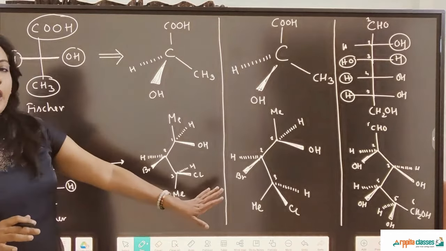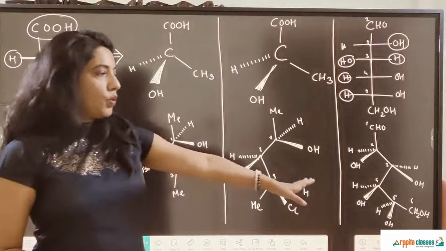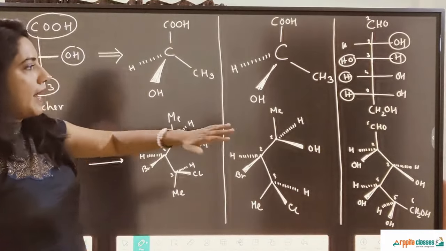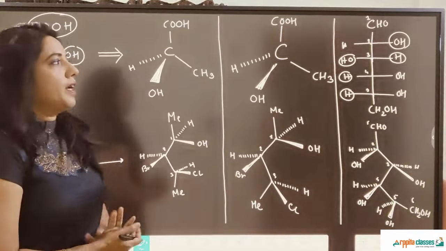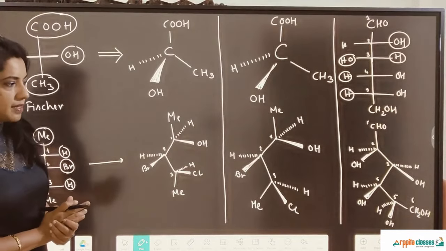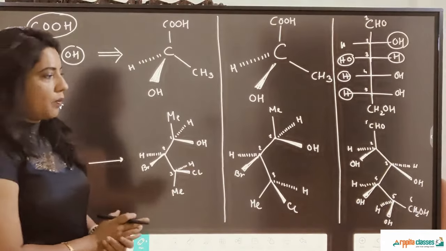So this is how any organic molecule can be shown by the wedge formula, and this is a Fischer projection formula. Okay, so I hope you understood this, the representation, how to represent the molecules.